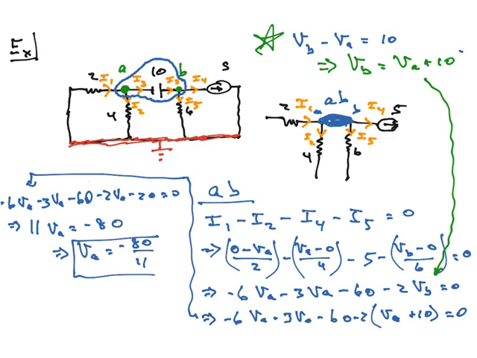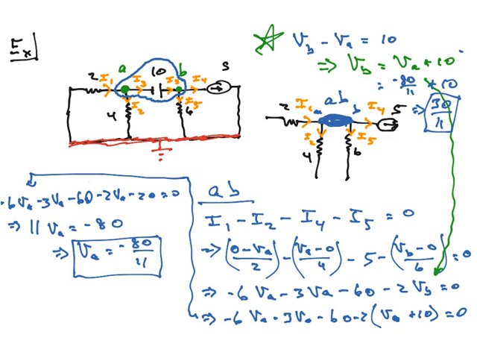Now I know what VA is. How do I get VB? Come back here. Minus 80 over 11 plus 10. 10, that's 110. 110 minus 80 is 30 over 11. And so there's VB. And this is how you handle a voltage source that's in the middle.